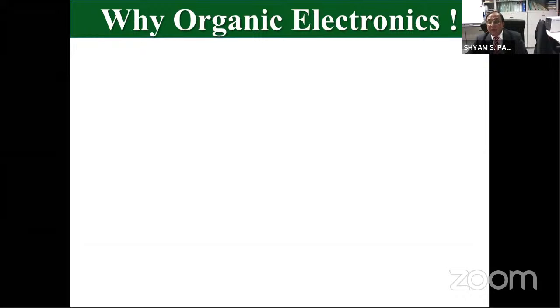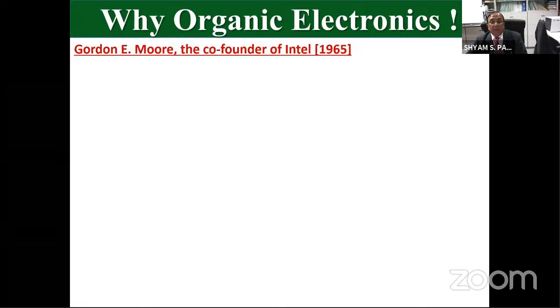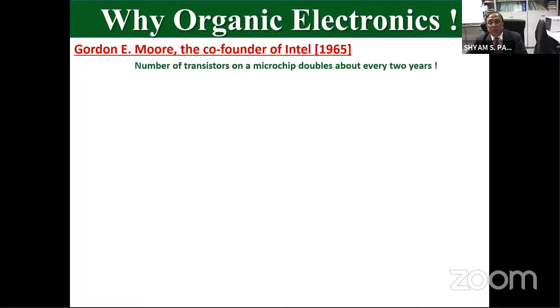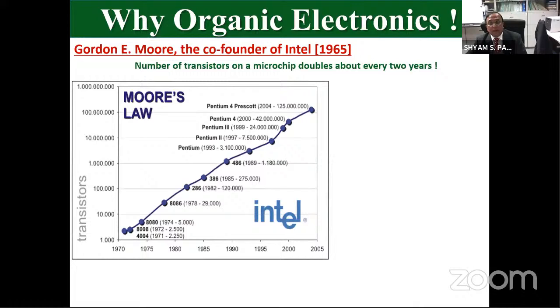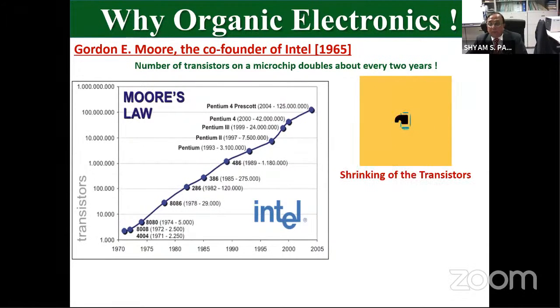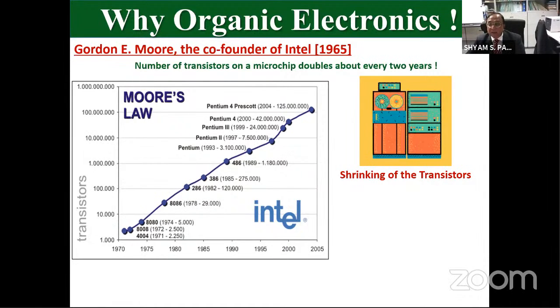So a very obvious question might be, why is the world interested in organic electronics, including our group as well? First, I'd like to say what everybody knows, the physics background. Gordon Moore, the co-founder of Intel, proposed the famous Moore's law. He said that the transistors on a microchip will double every 2 years. That continued until the 90s. The elements of processors, memory or logic elements, are transistors. So we can say transistors are shrinking day by day.